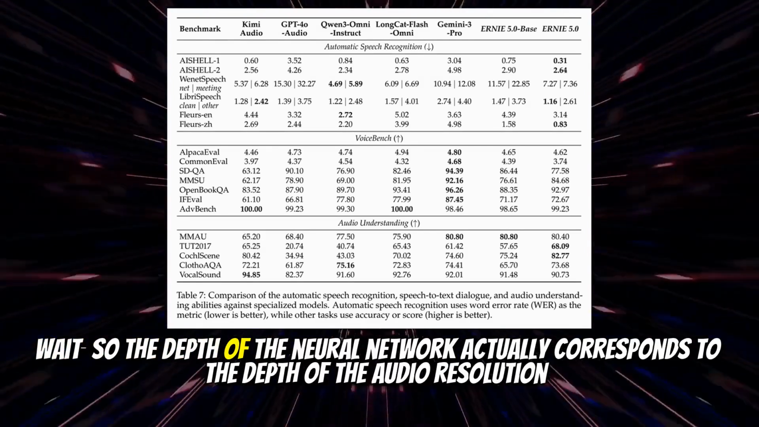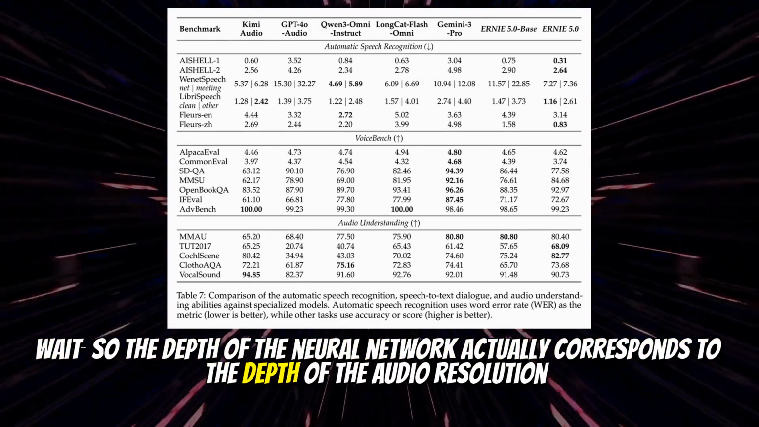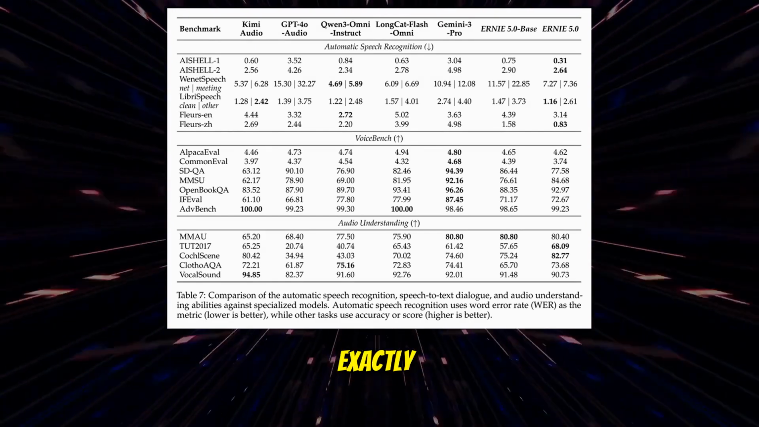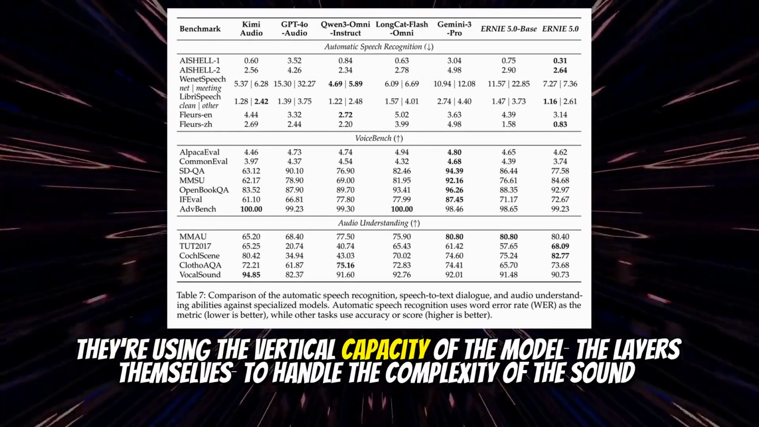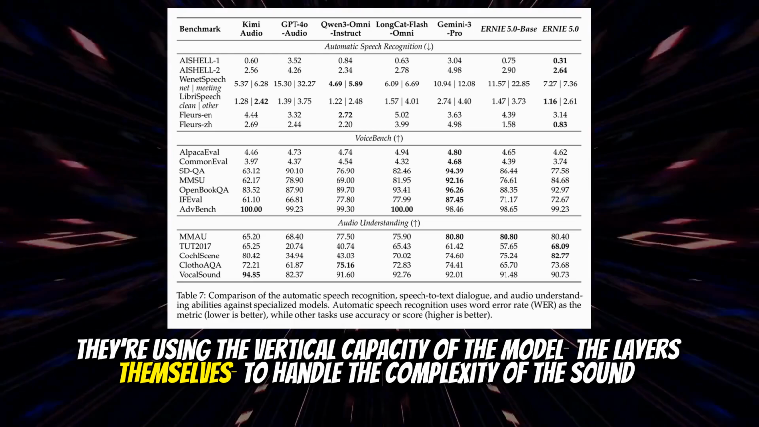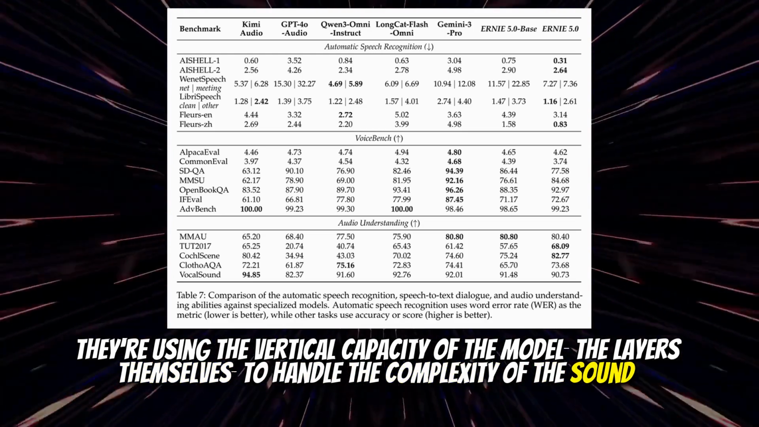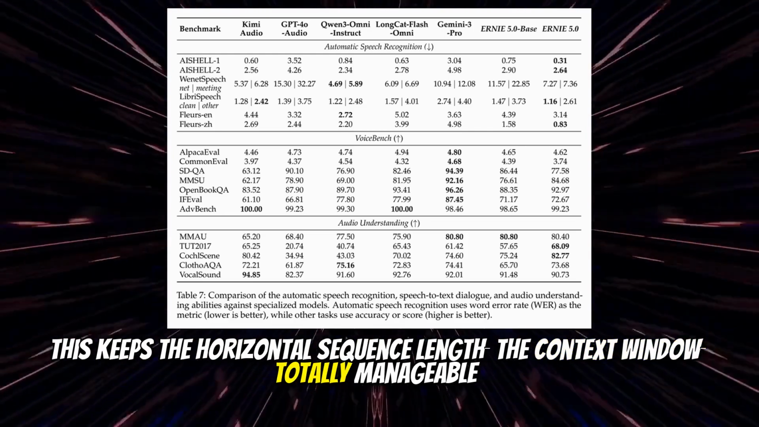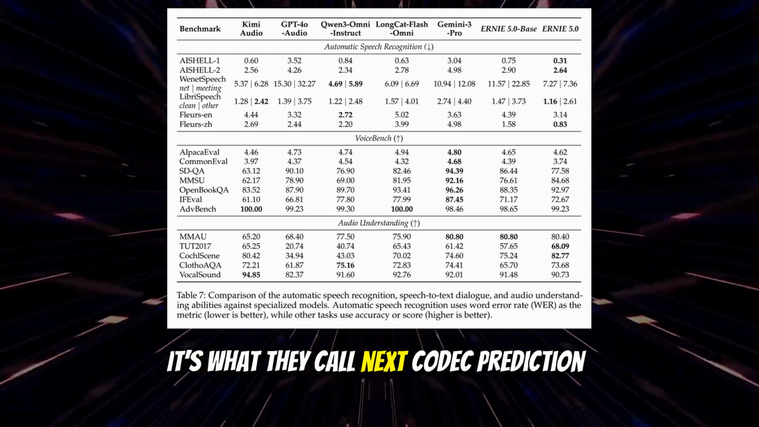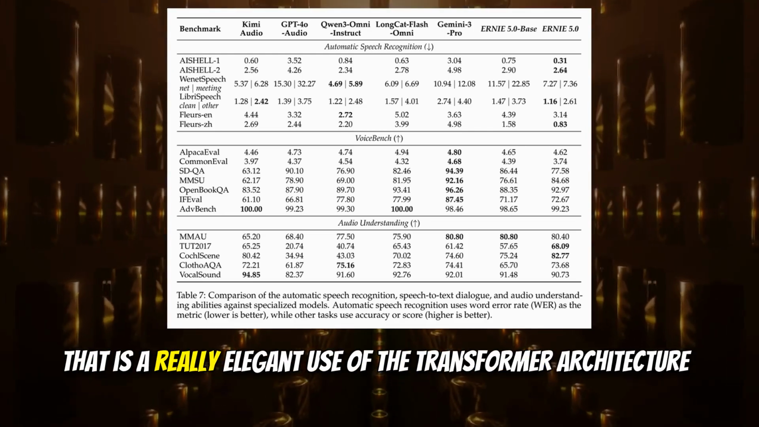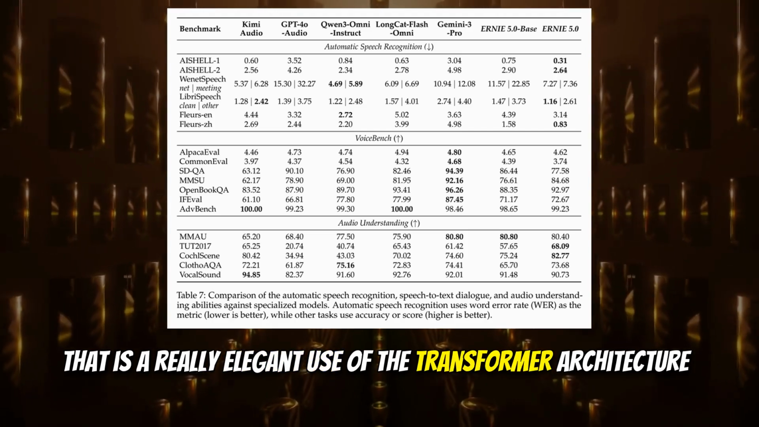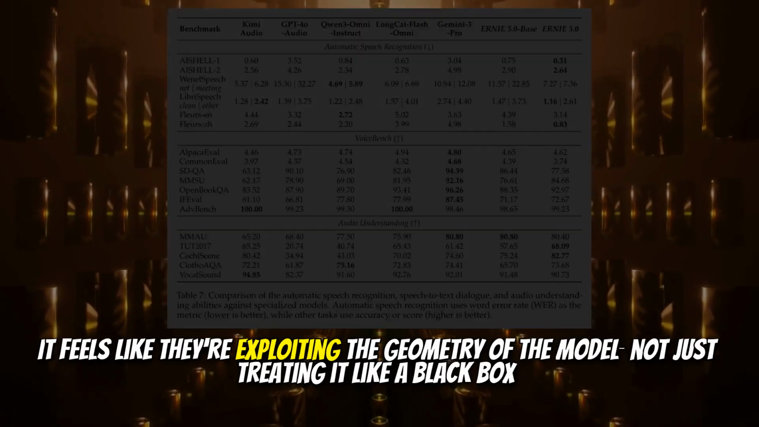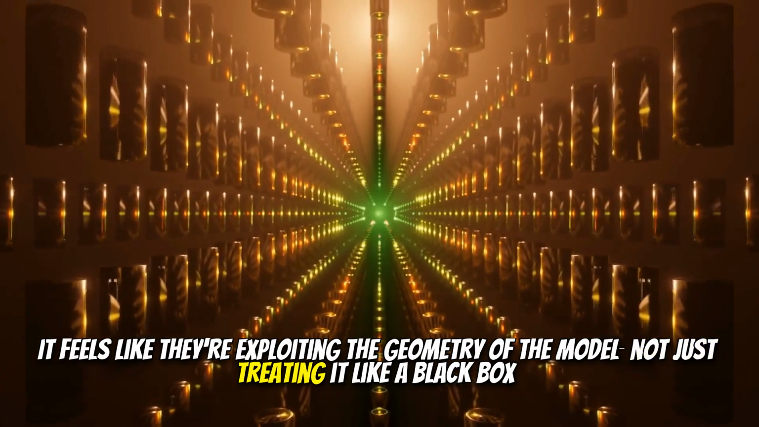Wait, so the depth of the neural network actually corresponds to the depth of the audio resolution? Exactly. They're using the vertical capacity of the model, the layers themselves, to handle the complexity of the sound. This keeps the horizontal sequence length, the context window, totally manageable. It's what they call next codec prediction. That is a really elegant use of the transformer architecture. It feels like they're exploiting the geometry of the model, not just treating it like a black box.